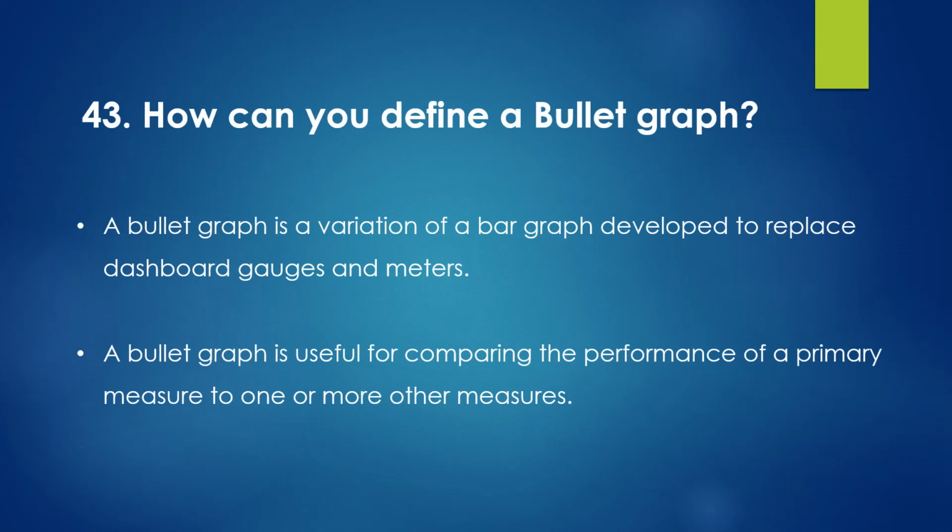How can you define a bullet graph? Bullet graph is a variation of a bar graph developed to replace dashboard, gauges, and meters. A bullet graph is useful for comparing the performance of a primary measure to one or more measures. For example, you have one primary measure and we have the secondary measure, then you want to compare between these two measures, then you will use a bullet graph.